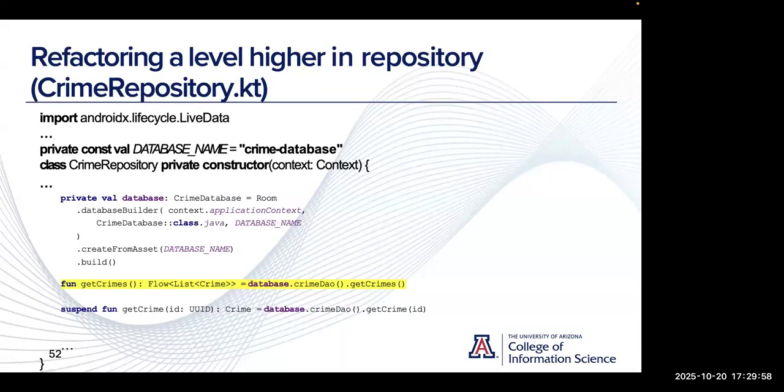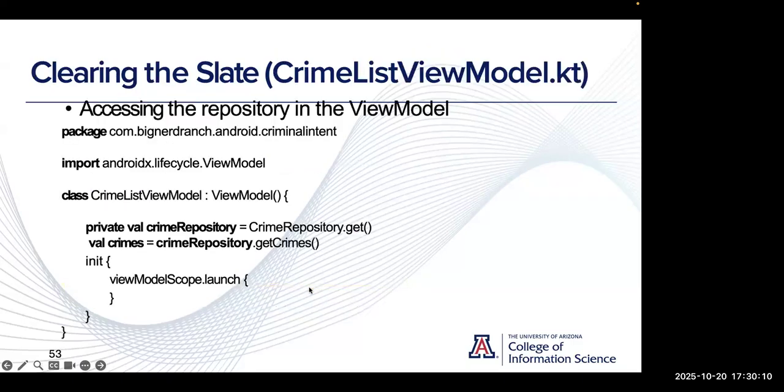So then for the repository, again, we have to use the getter function getCrimes. In this case, we have to use the Flow and then call in the database. So we're just replacing that list with Flow. Okay, and then clearing the slate. To clear the slate, we can look into the list view model. Let's see, we go ahead and init the viewModelScope.launch. We have these from before.